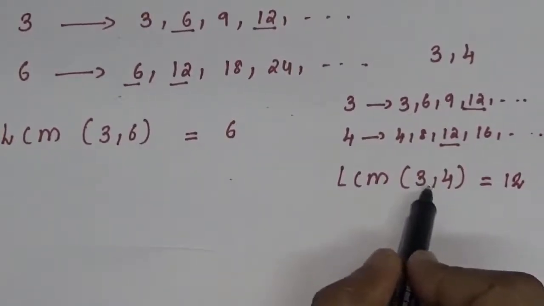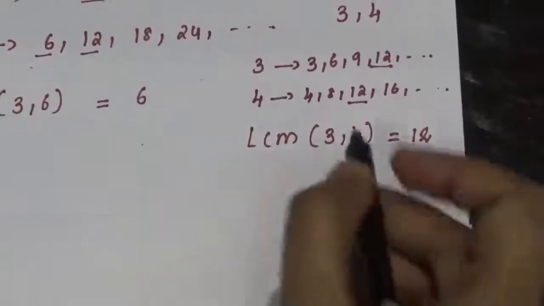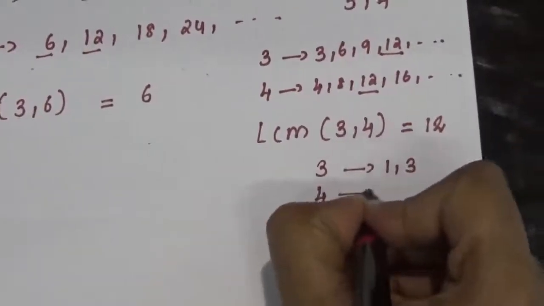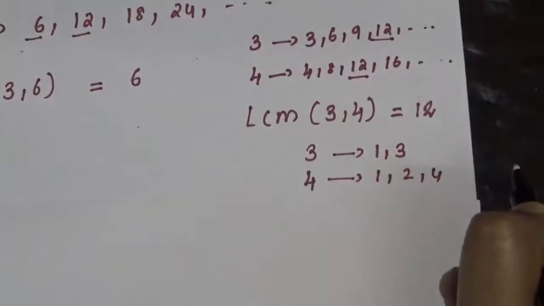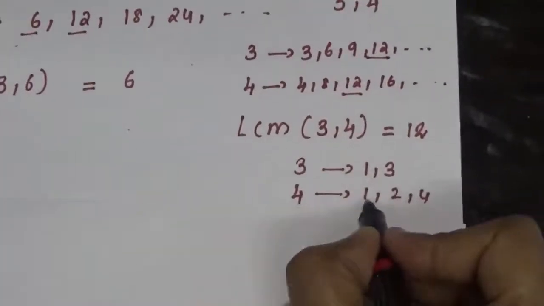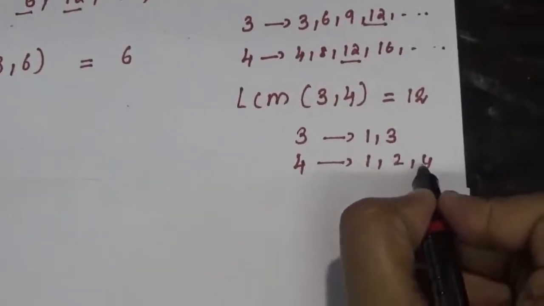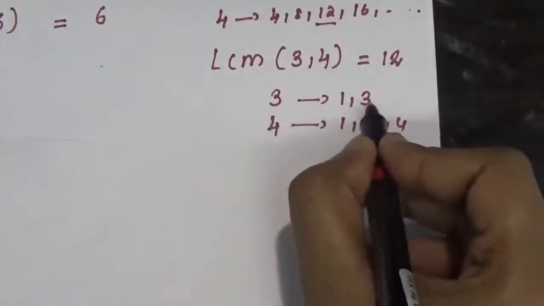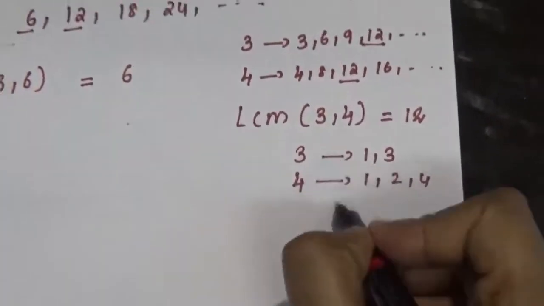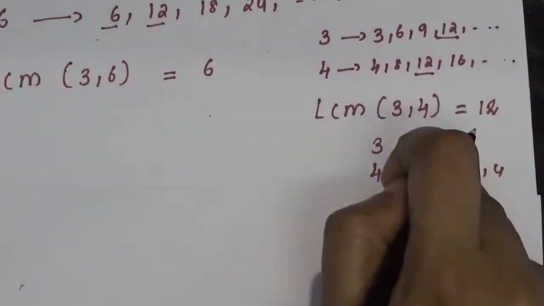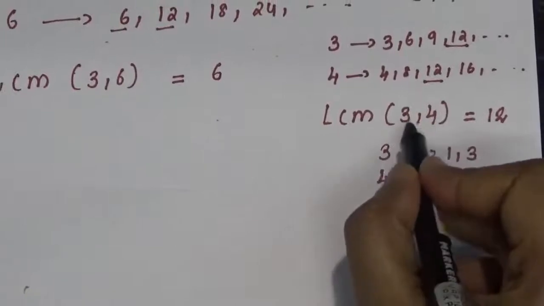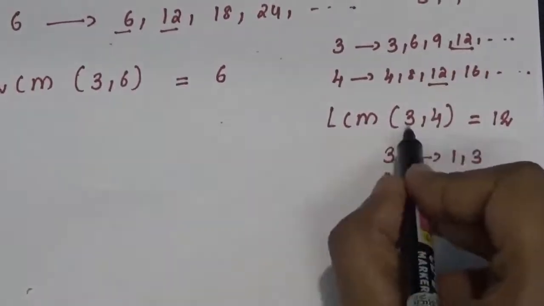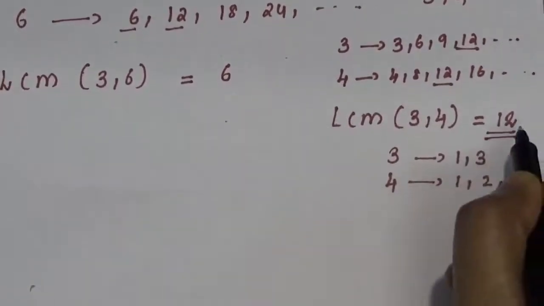This 3 and 4 are prime to each other. The factors of 3 are 1, 3. Factors of 4 are 1, 2, 4, because 4 is divisible by 1, 4 is divisible by 2 and 4 is divisible by itself. So there are no common factors other than 1. So we say these two numbers are prime to each other. In that case, you can find the LCM by multiplying the two numbers, so that you will get 12.